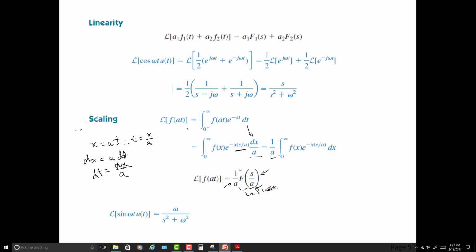All right? As an example, we just got done doing it almost right up above. The Laplace of the sine of omega t is omega over s squared plus omega squared. We did this earlier in this lecture. All right? This scaling would say if we simply wanted to find the Laplace of sine of 2 omega t, a equals 2. So here it is, 1 over a, s over a. Simple substitution, and you've done a scaling.